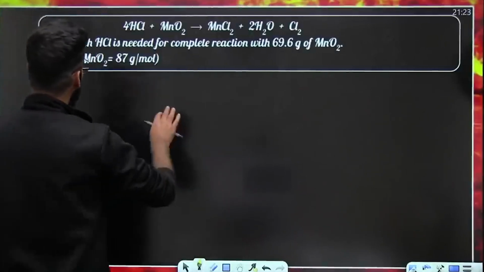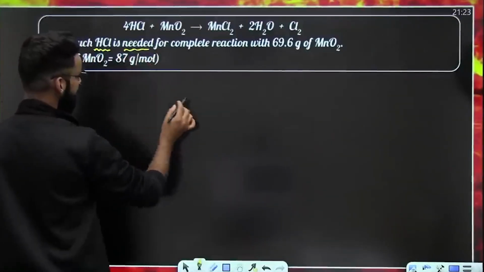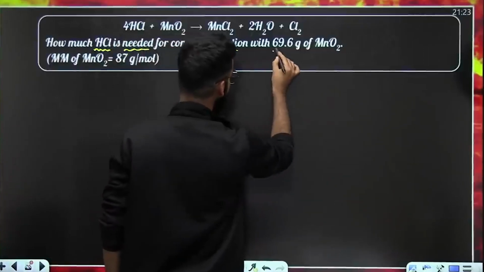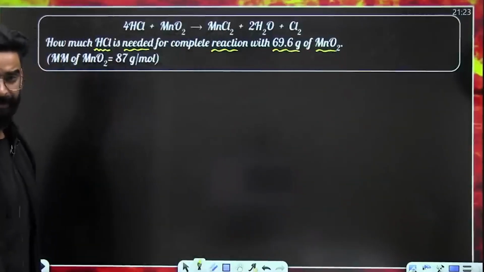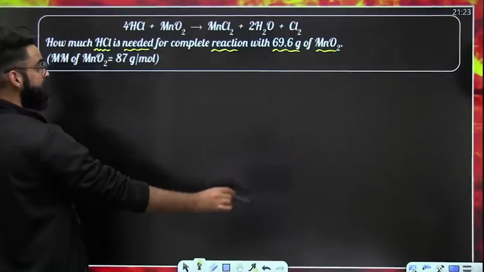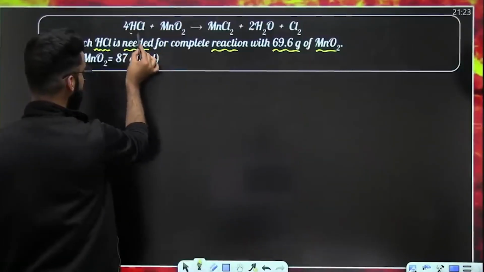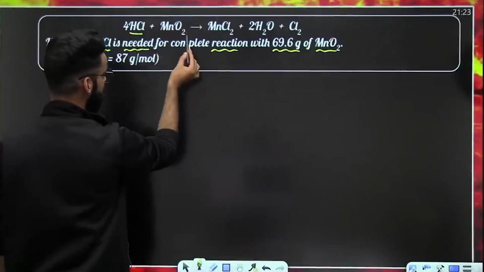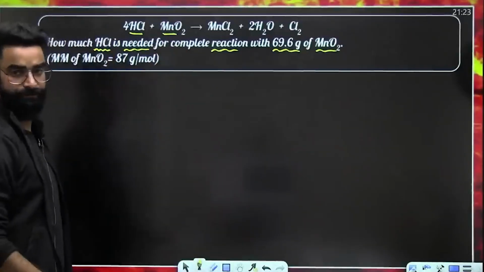Okay. How much HCl is needed for complete reaction with 69.6 grams of MnO2? In the reaction, as per the question, how much HCl is needed for the complete reaction with 69.6 grams of MnO2?